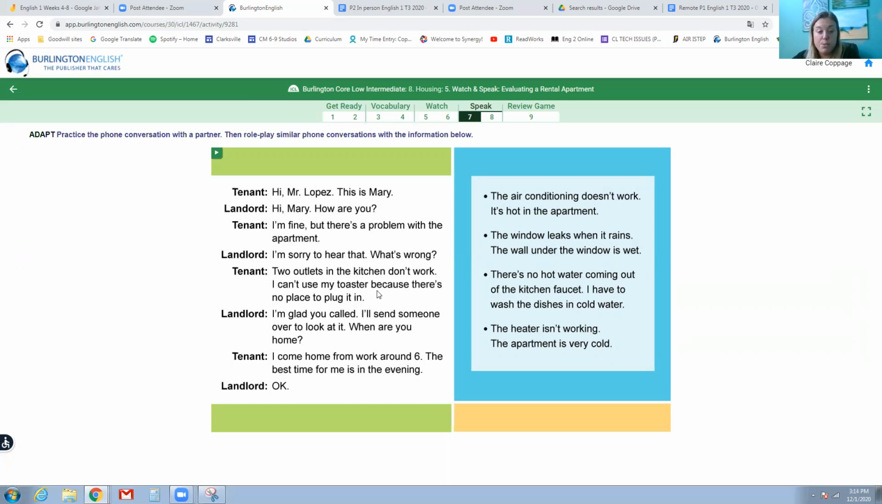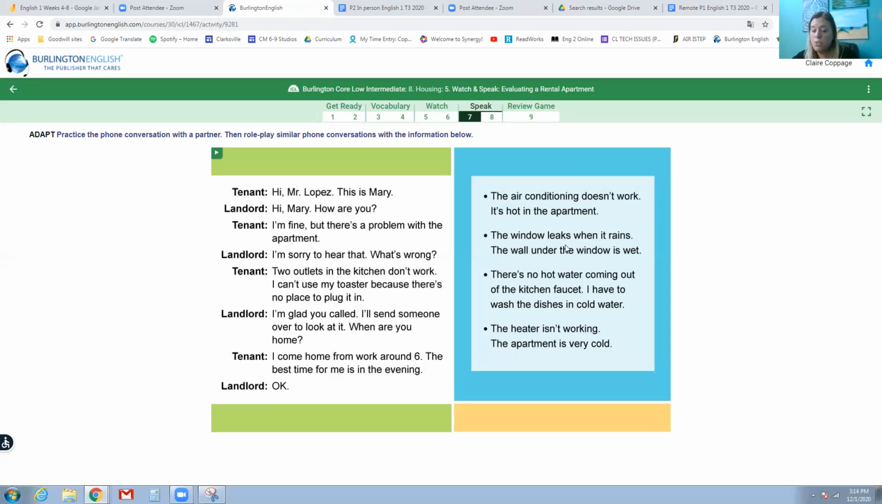Some other problems you might try in practicing this conversation are: the air conditioning doesn't work. It's hot in the apartment. The window leaks when it rains. The wall under the window is wet.